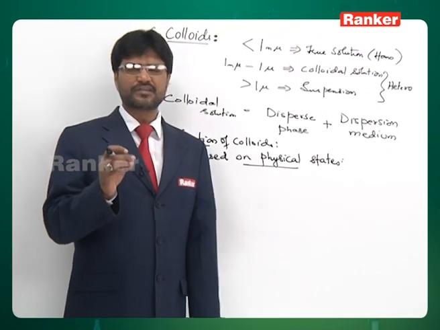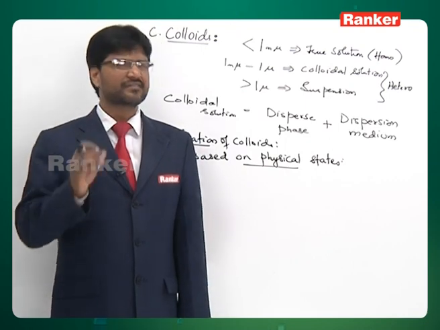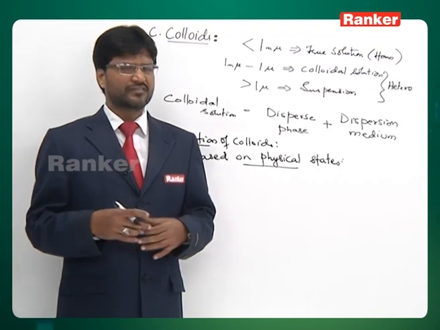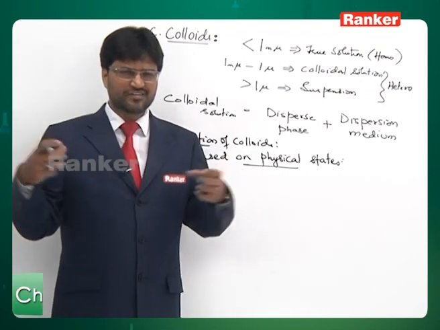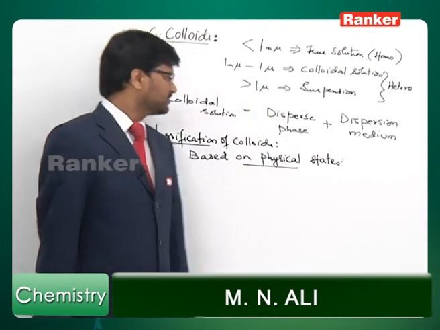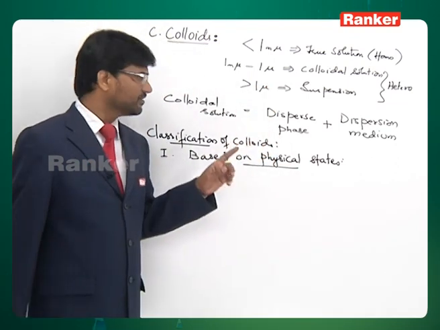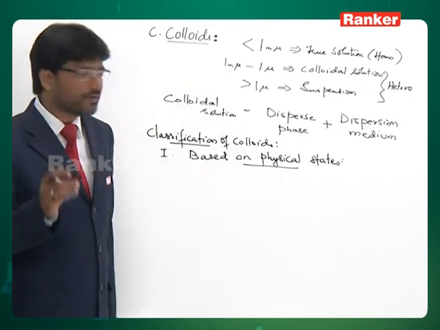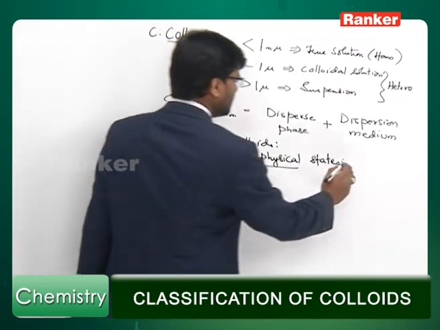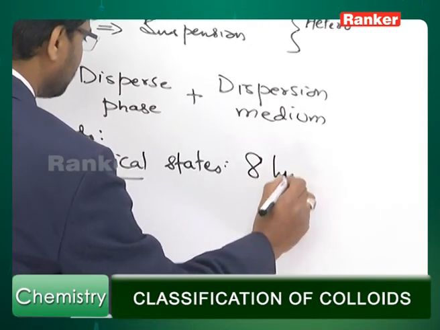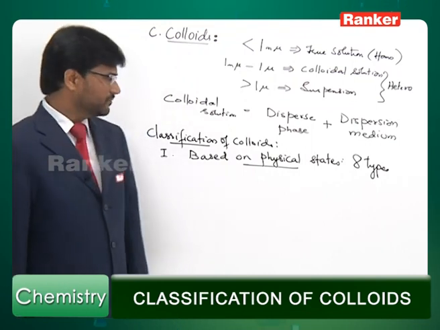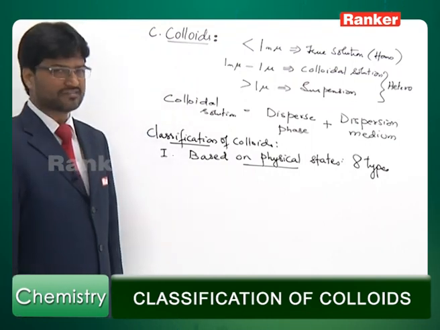Out of 9 possibilities, one possibility is ruled out, that is gas in gas. Gas in gas is always a homogeneous mixture. The interaction is always at molecular level, which is less than 1 millimicron in size. So, gas in gas is always homogeneous, so it is not a colloidal solution. So, how many types of colloidal solutions based on physical state? You have 8 types. Based on physical states of disperse phase and dispersion medium, you can have 8 different types of colloidal solutions.